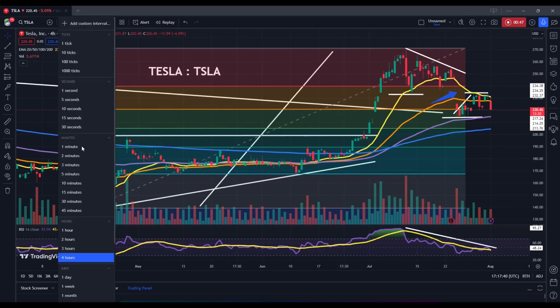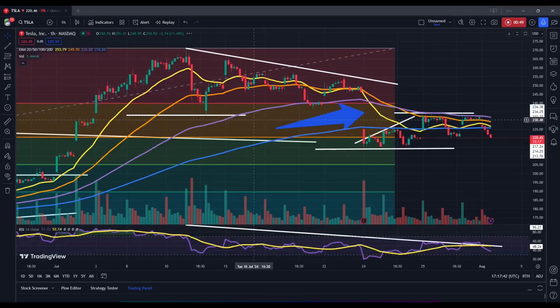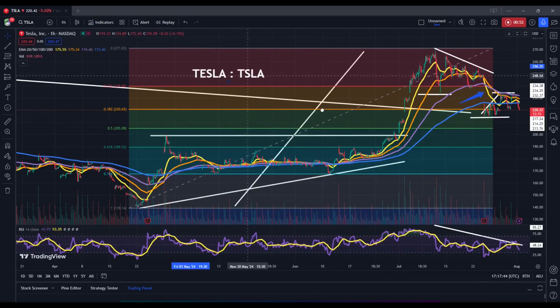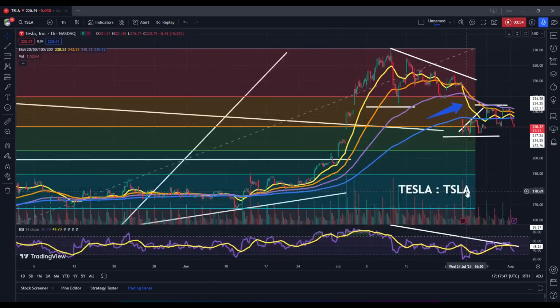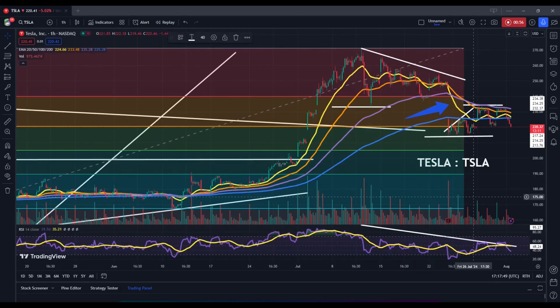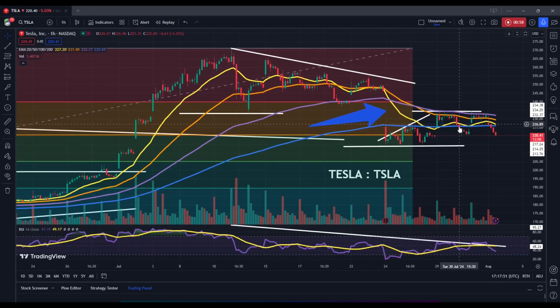First, what we will do is drill down to the hourly chart and take a closer look at the current price action. As we can see here, we've got a sideways trading range that is starting to develop. It's becoming fairly well defined, with a resistance zone coming in at roughly 234.